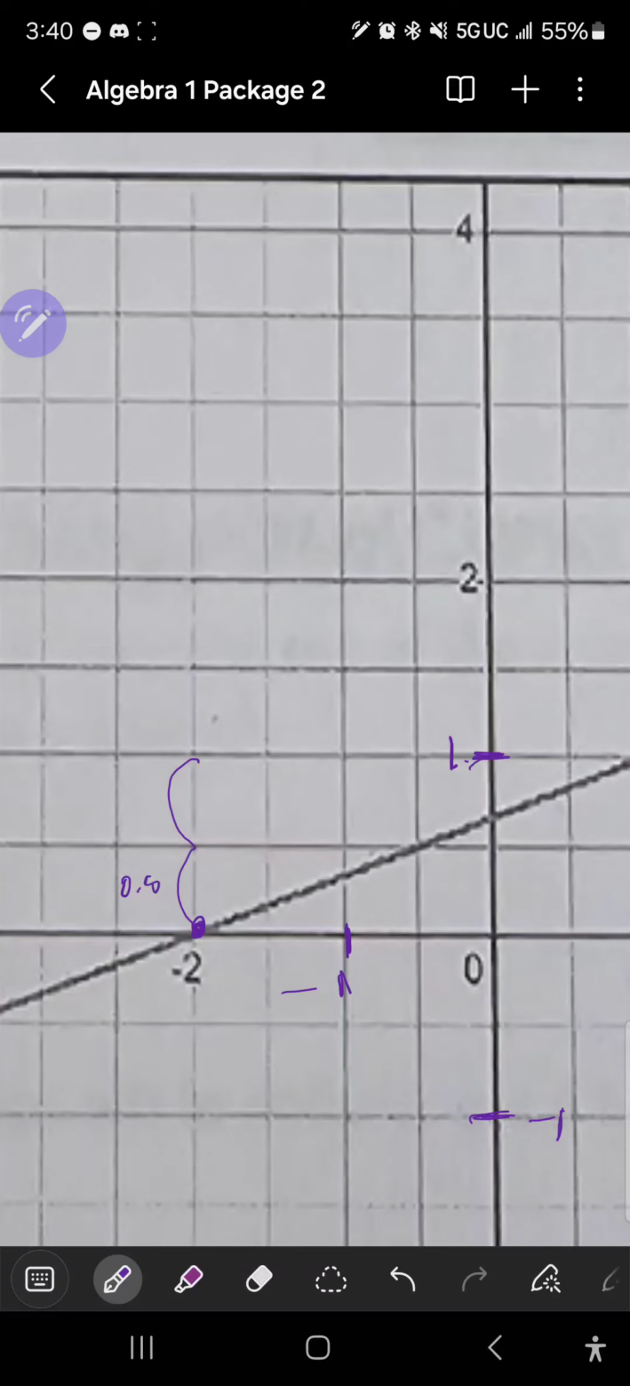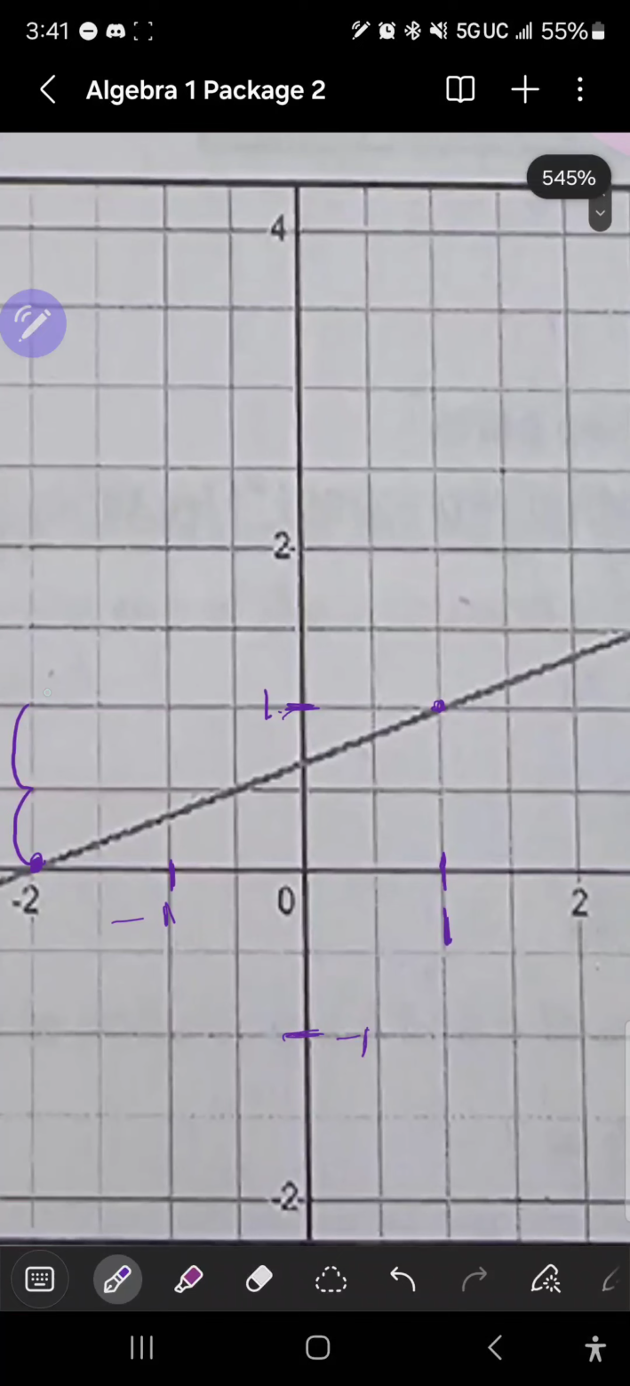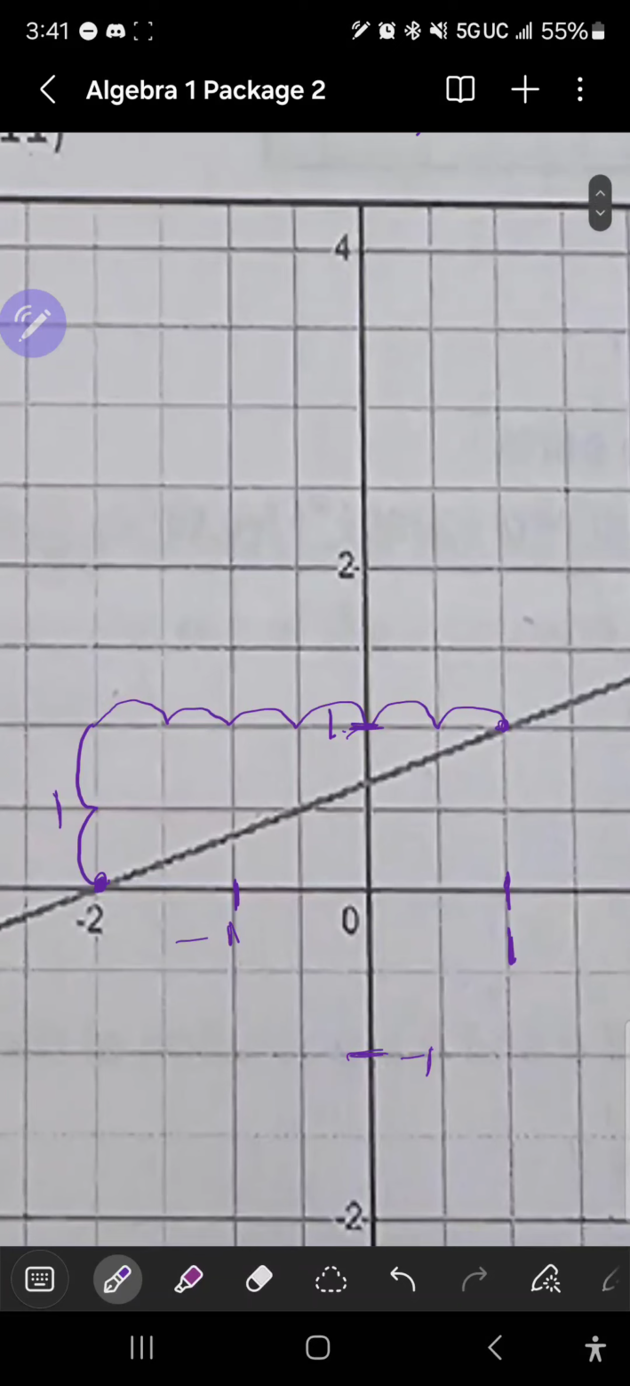So this is 0.5 and this is 0.5. And if we add them together, 0.5 plus 0.5 is 1. Now the run is 1, 2, 3, 4, 5, and 6. 6, so 0.5 times 6 is 3. So our slope m is going to be 1 over 3.